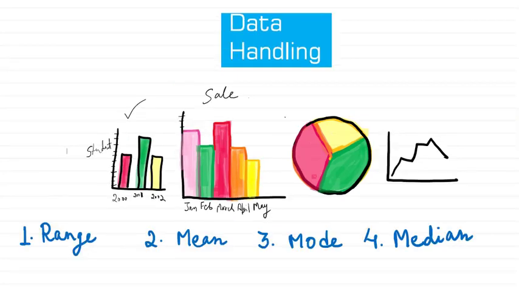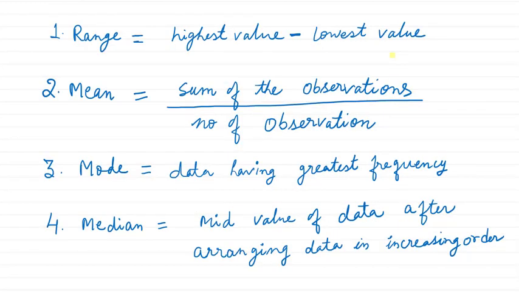Now I'll discuss how we can fetch the information from the data. So these are the four parameters that we can get from the data. The first one is the range, second is the mean, third is the mode, and fourth is the median. Now I'll just tell you about each of these. These are the central tendencies which you get from the data. So the first one is the range. Range is the difference of the highest value and the lowest value, which gives the range of the data.